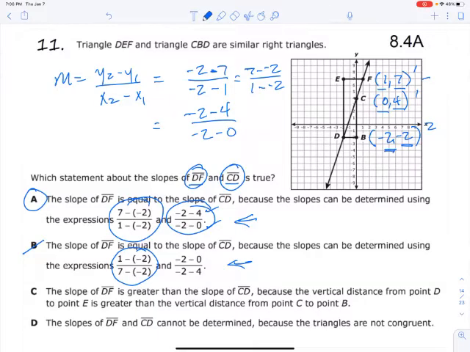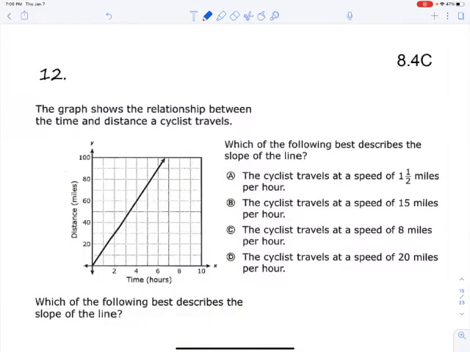But let's look at C and D, see if we could automatically eliminate those. The slope of line segment DF is greater than the slope of CD. So if we were to look at those two right there, they look like they're exactly the same. So the slope is not going to be greater, so it's going to be out. And D, the slopes of line segment DF and CD cannot be determined. Well, using this formula, it can be determined. Okay, so the correct answer is A. Okay, so let's move to the next page.